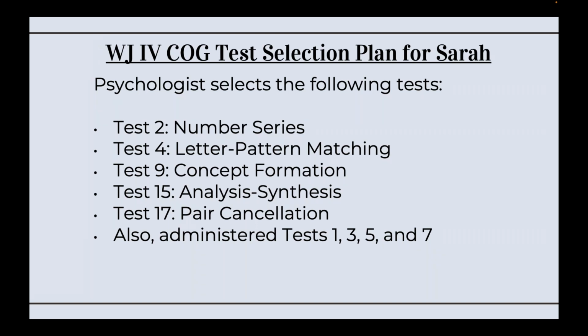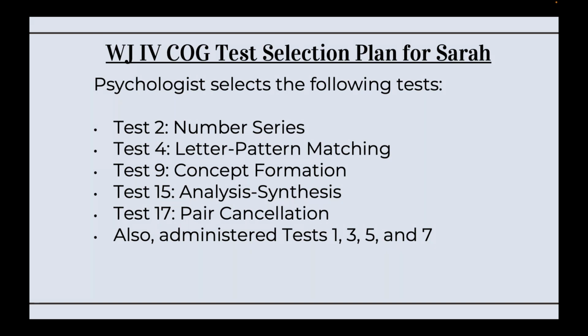So by administering test 2, number series, and test 15, analysis synthesis, that allows the examiner to derive the quantitative reasoning narrow ability cluster. And that concerns the ability to reason inductively and deductively with numerical information. So if Sarah's having trouble in quantitative reasoning, that could be quite related to the issues that she's having on applied math problem solving tasks.